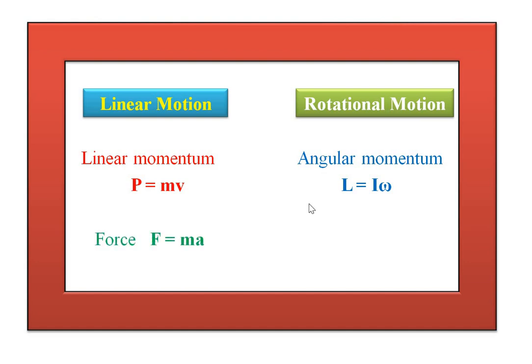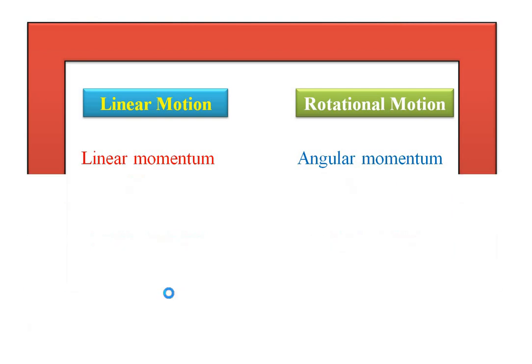Second, we know that in linear motion, force is equal to mass into acceleration. In rotational motion, here called the torque, tau is equal to I into alpha. So here also moment of inertia replaces the mass of the particle. So it is the very important physical significance in linear motion and rotational motion. Let's see the next point.